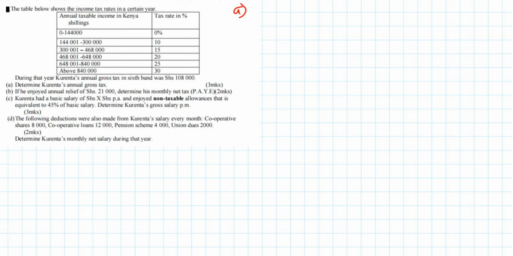So the sixth band is the band above 840,000. That is the last band. So here in part A, we are required to determine Currenta's annual gross tax. So this means if he had been taxed up to the sixth band, he must have been taxed from the first band up to the last one. But you will note that in the first band, the tax rate in percentage is 0%. So this means there was nothing that this person is going to be taxed in the first band. So taxation starts from the second band.